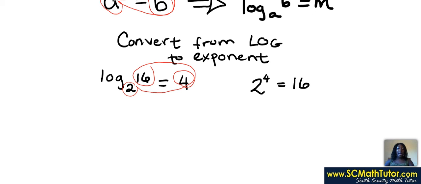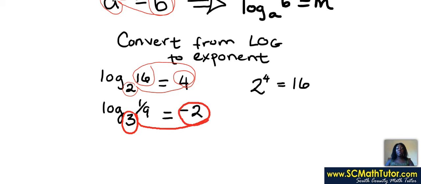Okay, so what if you have log base 3 of 1/9 equals -2? Again, circle of life. 3 to the -2 equals 1/9.